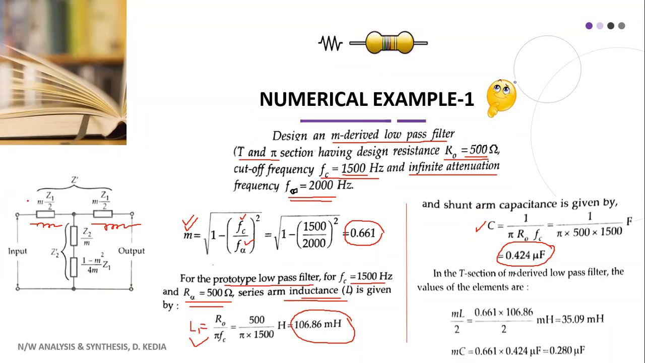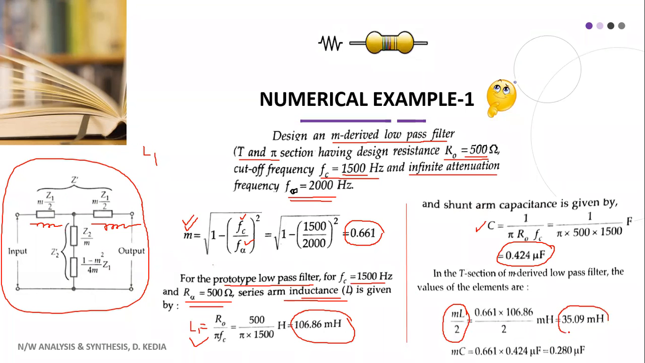Now we have to obtain these values. We have to obtain m Z1 by 2. We have to obtain Z2 by m. 1 minus m square by 4m into Z1. And what was our Z1? Z1 was nothing but the inductor in the original prototype filter. Z1 was equal to L1. So what does it become? m Z1 by 2 becomes mL by 2. We have to obtain the value of mL by 2.